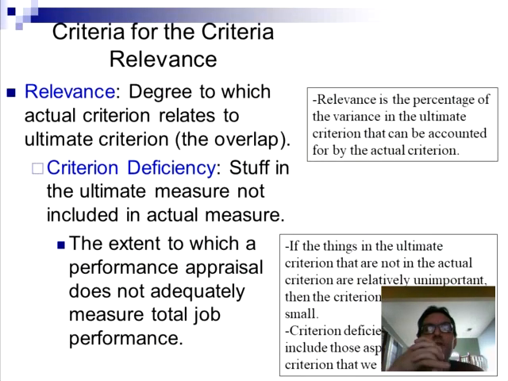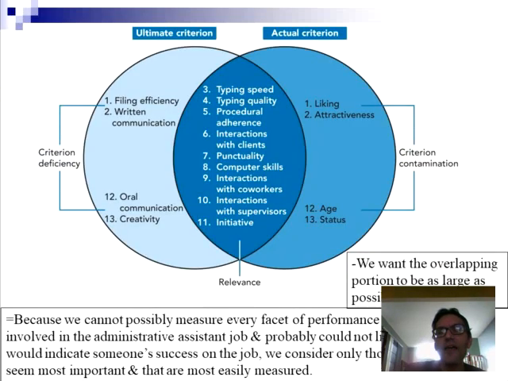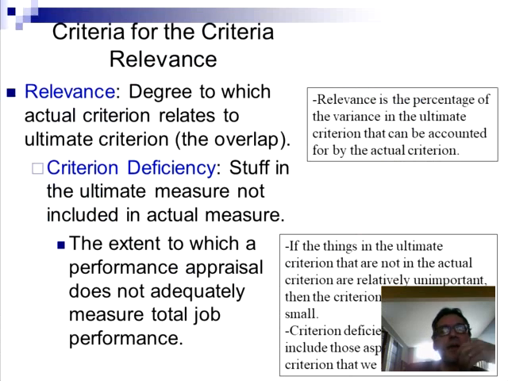So a relevant criterion is one that overlaps. That is, the actual criterion and the ultimate criterion overlap with each other. And so as an interesting look at this, relevance is the percentage of the variance in the ultimate criterion that can be accounted for by the actual criterion. Relevance in some kind of way is how big is this overlap, okay?